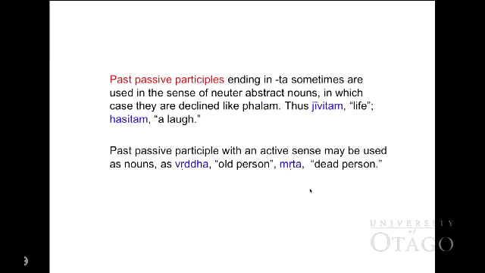PPPs ending in ta are sometimes used in the sense of a neuter abstract noun, in which case they are declined like phala, thus jīvitam, life, jīvitam, alive. PPPs with an active sense may be used as nouns, as vṛddha, old person, mṛta, dead person.